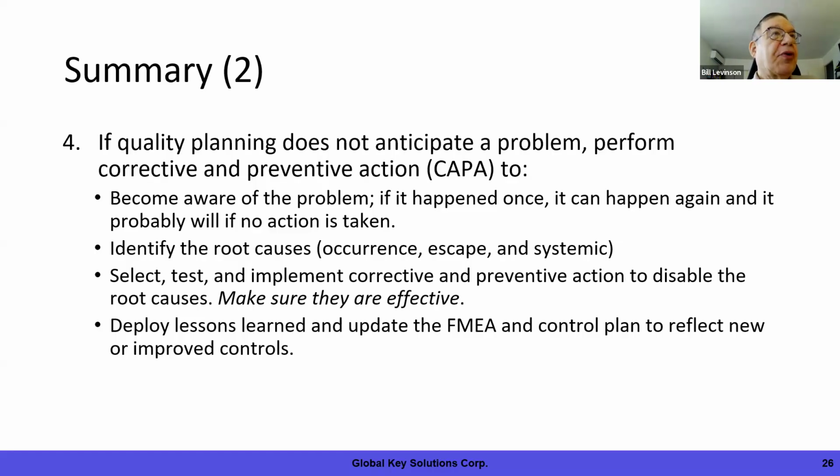Select, test, and implement corrective and preventive action to disable the root causes and make sure they're effective. Again, I've looked at some of these FDA warning letters, and verification or failure to verify effectiveness comes up very frequently. Deploy lessons learned and update the FMEA and control plan to reflect the new or improved controls. Next slide.